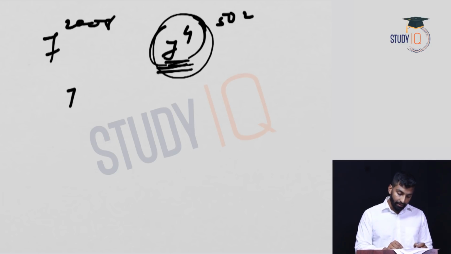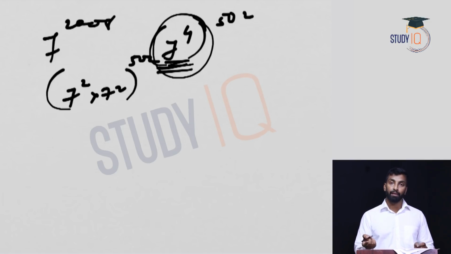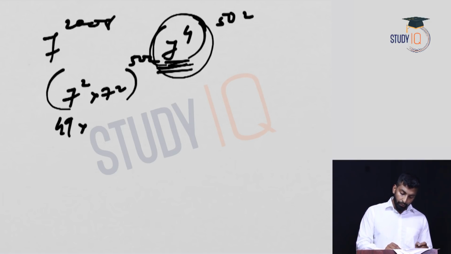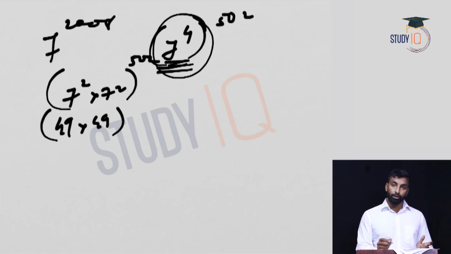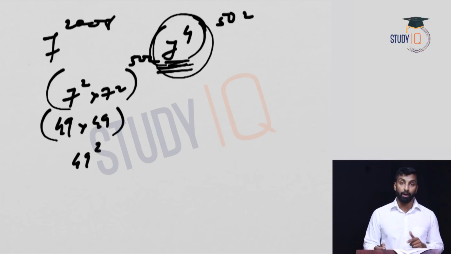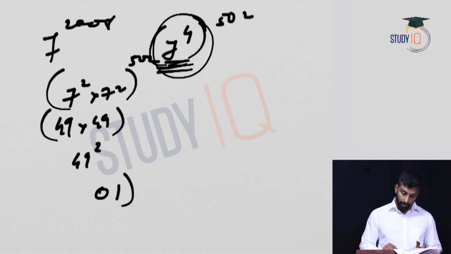7 raised to 4, I make it as 7 square into 7 square. This power remains the same, right? 502 is there. What is 7 square? 49 into 49. Now what is 49 into 49? That is nothing but 49 square, right? I don't know what 49 square is, but I know what 1 square is. 1 square is 1, and the last two digits of 49 square and 1 square will be the same, right? So I can write it as 0, 1. But this power 502 will be there.